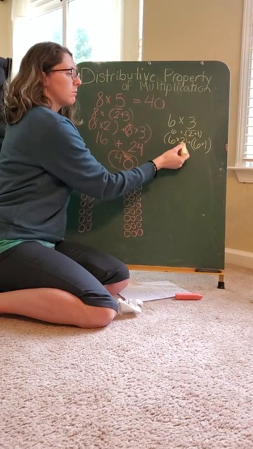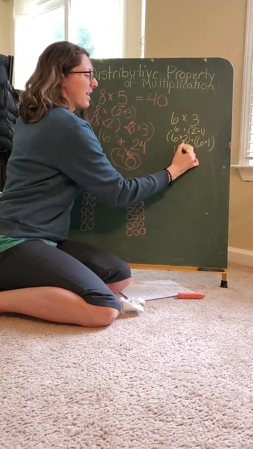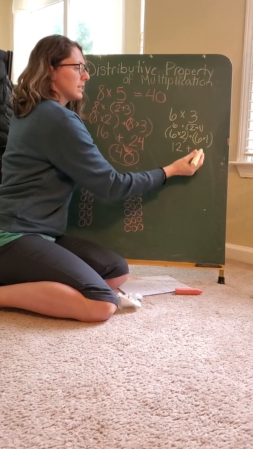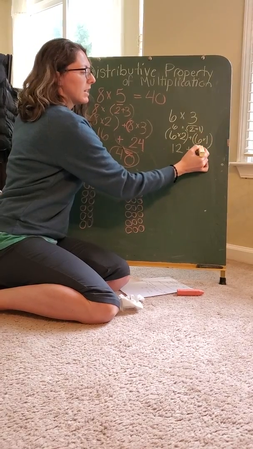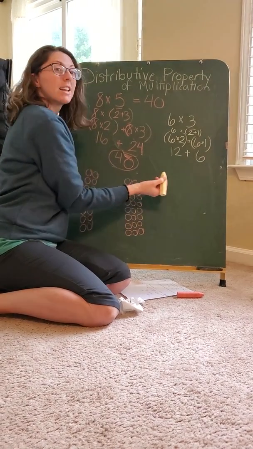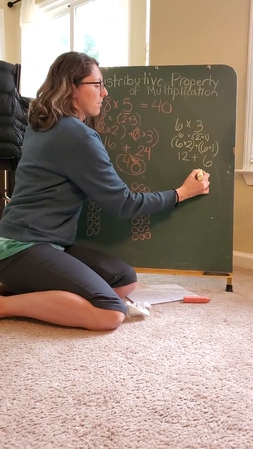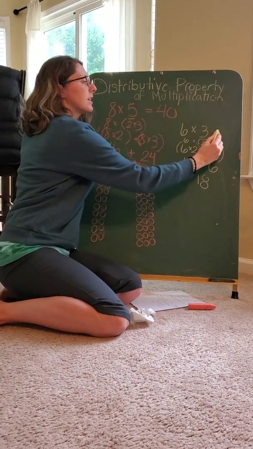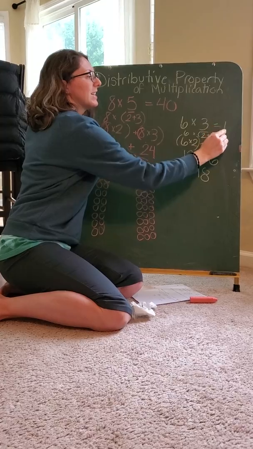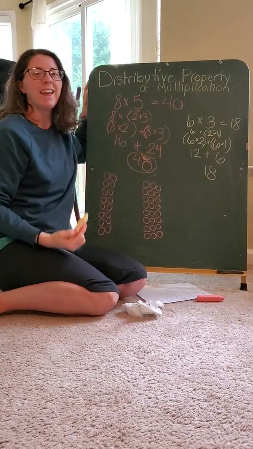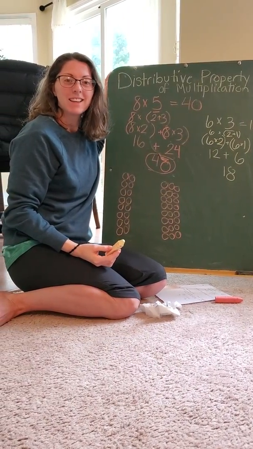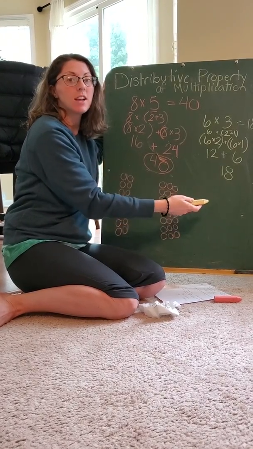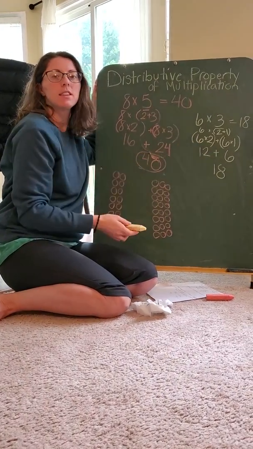Now 6 times 2 is 12. Bring down the symbol, plus 6 times 1 is 6. Now I add it up and I get 18. So the product of 6 times 3 is 18. Nice. I didn't draw a model for it this time. I could have, but to save time, I simply did the multiplication.